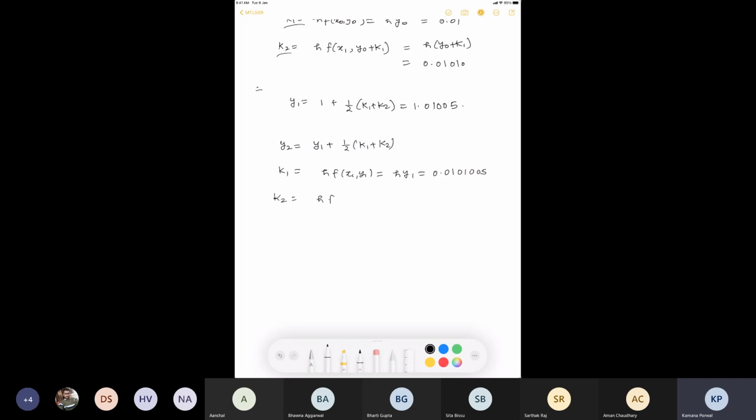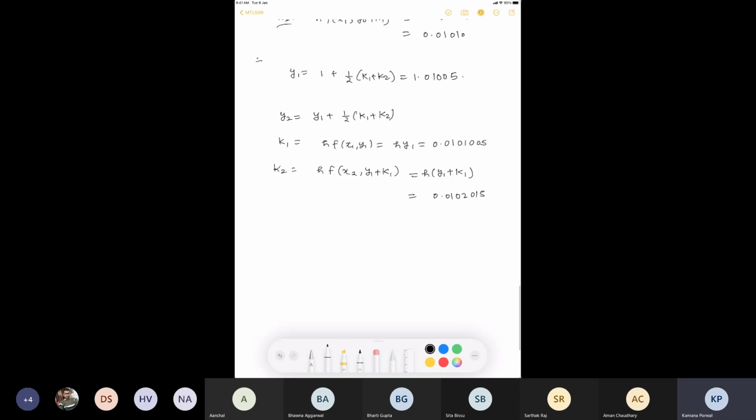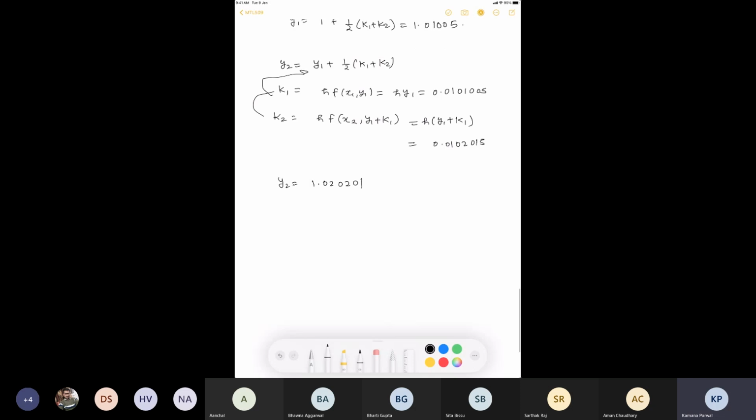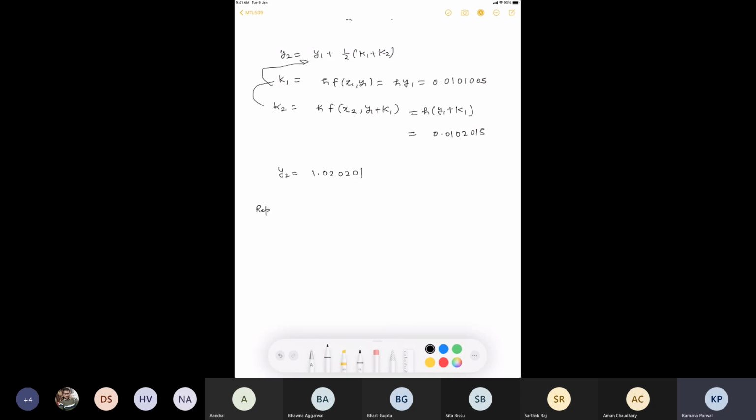So k2 is h times f of x2, y1 plus k1, which is h times y1 plus k1. You can verify this is going to be 0.0102015. So you substitute these two values in y2, and you will get y2 as 1.020201. All right, now you repeat this procedure, and this you can do yourself.